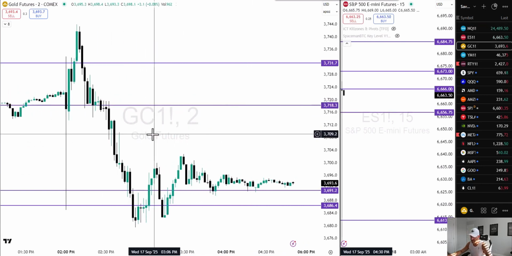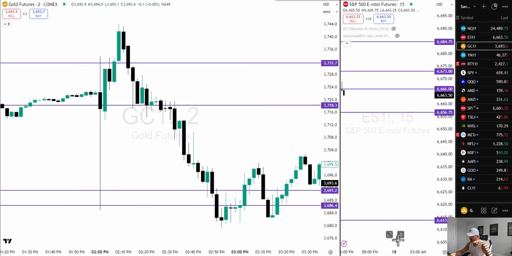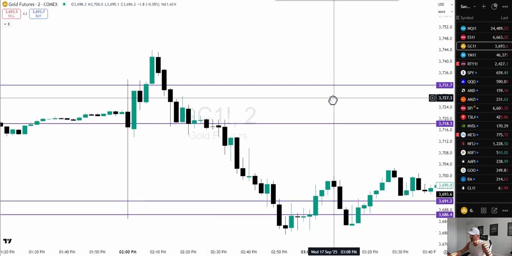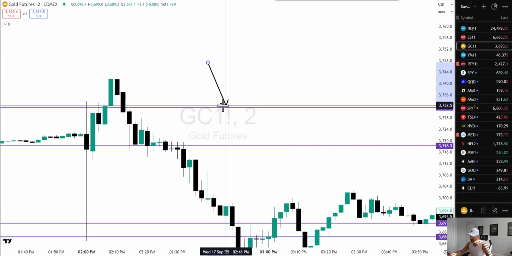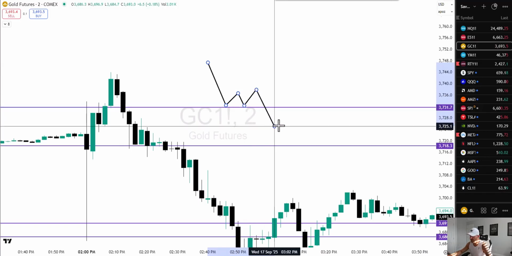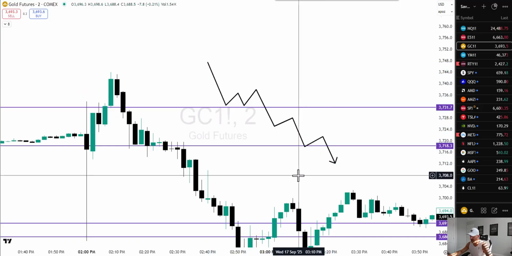Look at this too. We got a nice continuation sell here, so we'll go over that one more time. Okay, so the continuation sell, let's just play it out. We want to see price come down to a level, right? And then continue down lower. We're looking for continuation to sell side liquidity.